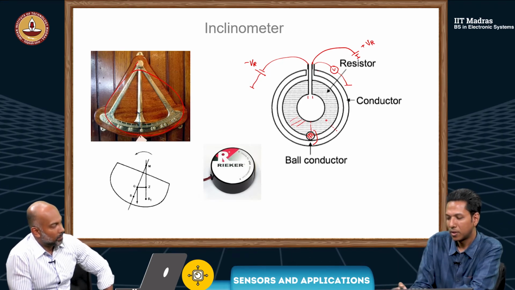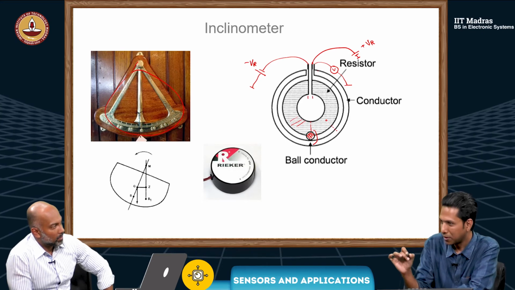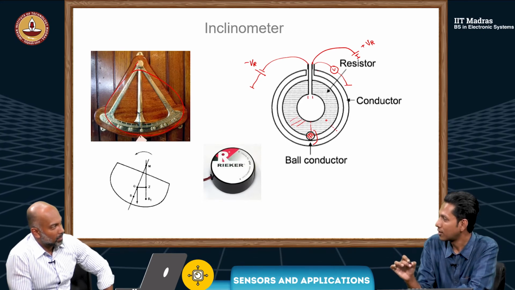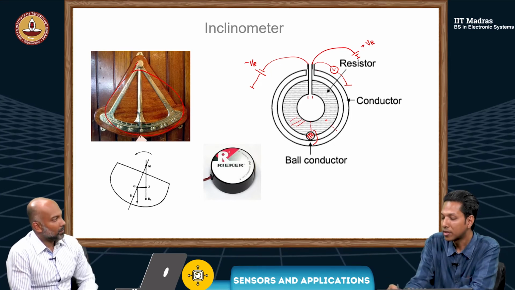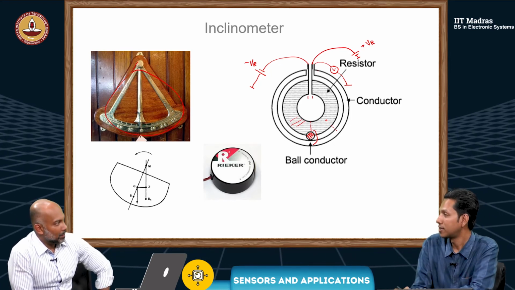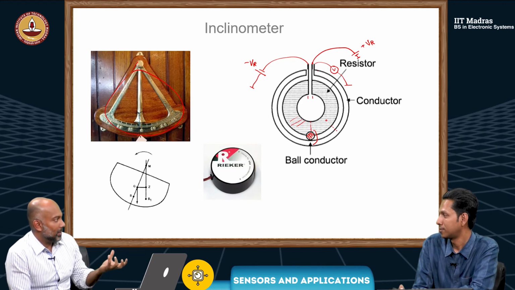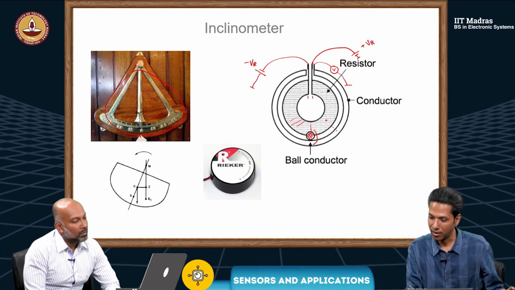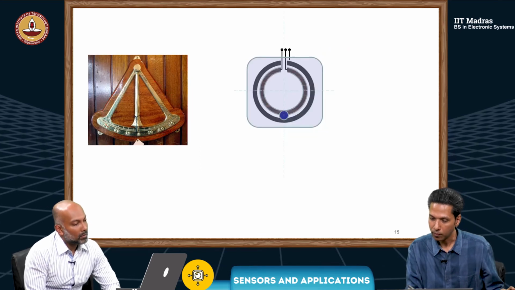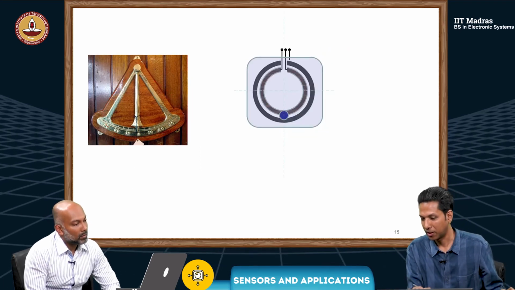So essentially, it's the same potentiometer or resistive sensor that we discussed. It's just that the wiper is replaced by a ball, and that's your gravity element. I think I have a better picture later. Like this.